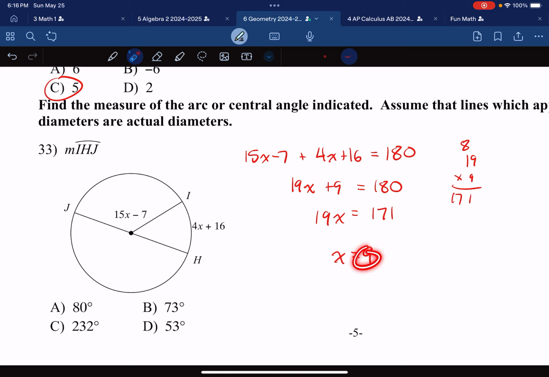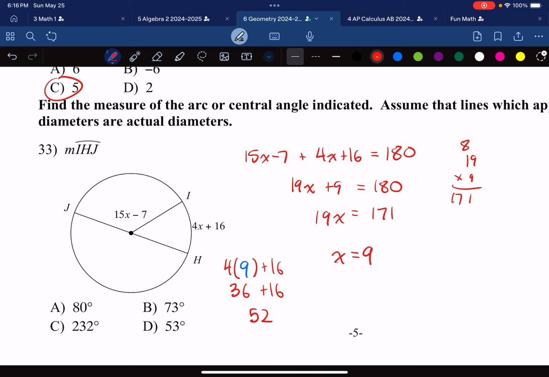So I'm going to plug in 9 here and then add that to 180. I'm going to write down 4x plus 16, and I know that x now is 9. So 4 times 9 is 36, and 36 plus 16 is 52. So I know that this angle right here is 52 degrees. I'm going to add that with this angle over here, which is 180. So I'll add that with 180, and I'll get 232. Correct answer is going to be C.